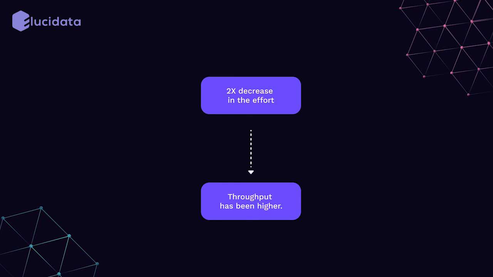Also, Sriram, since we are talking about efficiency and the amount of resources saved, could you give us an estimate of how much this has led to a decrease in the manual effort? Yeah, this has been very useful, and it has led to at least a 2x decrease in the effort. In some cases, it has been 4x, but if I had to put it conservatively, it has been 2x. And the model throughput has been higher because of this.